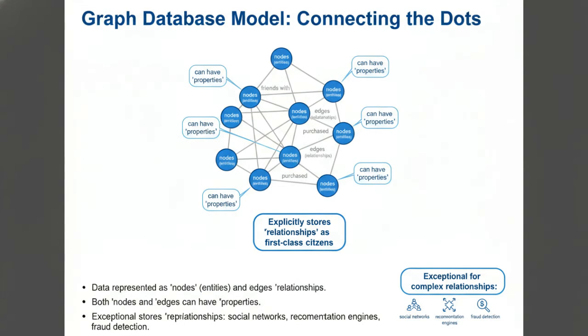This model is exceptionally good at traversing relationships quickly, making it ideal for social networks, recommendation engines, fraud detection, and knowledge graphs where understanding connections is paramount. While it excels at relationship-heavy queries, analytical operations across all data might be less efficient than in columnar or relational stores. Neo4j and Amazon Neptune are leading examples.